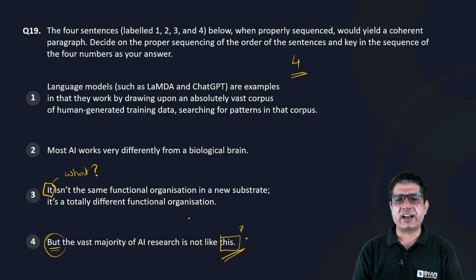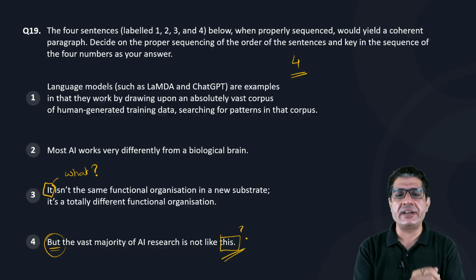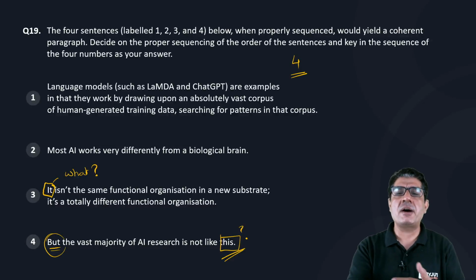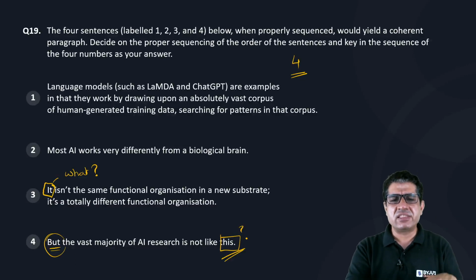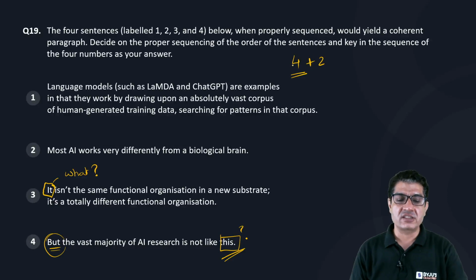What else do I have here? If you look at it logically, 4 and 2 should go together. Why? If I ignore the but for the time being, look at the idea. The vast majority of AI research is not like this. Most AI works very differently from a biological brain. So probably the idea prior to this was how a biological brain works and acquires knowledge, and then fourth comes in, and then second goes on to explain how it is different, how AI actually goes on to work. So that is where 4 and 2 make sense together.